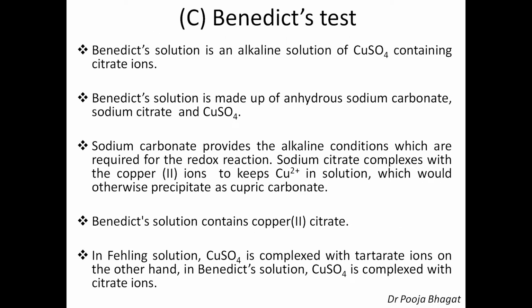Okay. So now the third test, that is the Benedict's test. In the Benedict's test, the Benedict solution is used, which is an alkaline solution of copper sulfate containing citrate ions. In Fehling solution, it was tartrate ion, while in Benedict solution, it is citrate ion. In the Fehling solution, we take Fehling solution A and Fehling solution B and mix them just before the reaction. But the Benedict solution can be prepared in advance. No fresh Benedict solution is required.